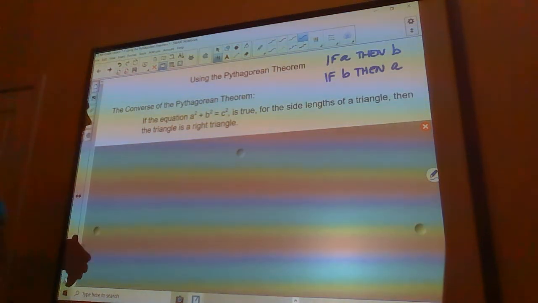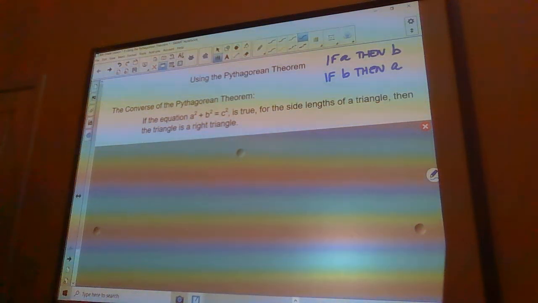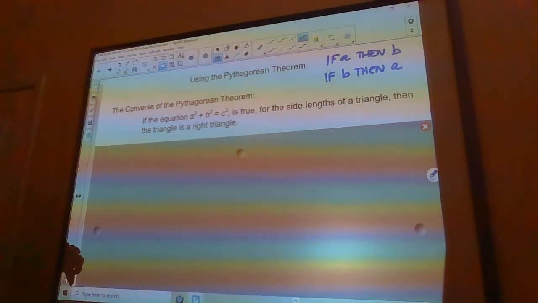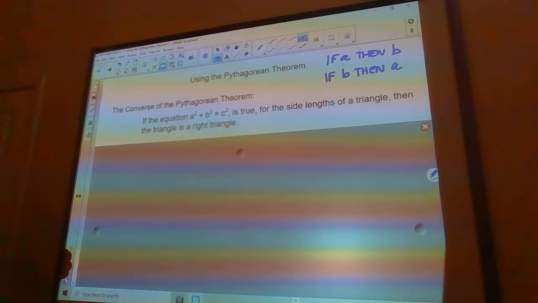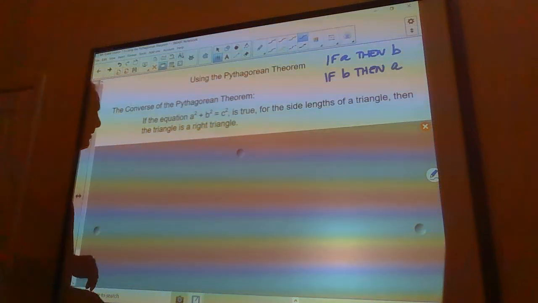Well, this is saying if the equation a squared plus b squared equals c squared is true for the lengths of the sides of a triangle, then the triangle is a right triangle. So that's how you can tell if something's a right triangle.